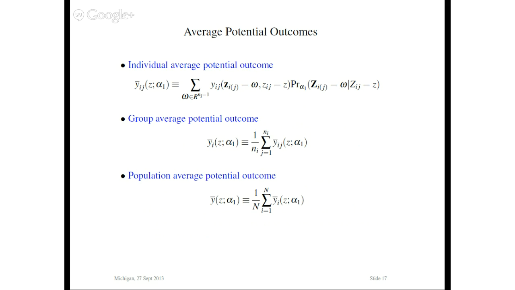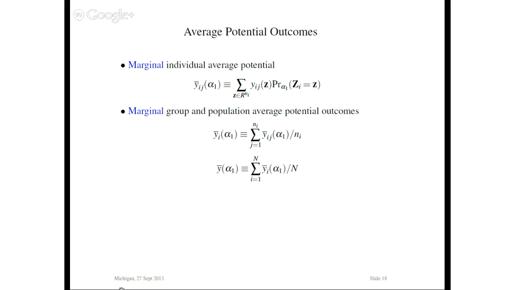So that's one way to move forward and deal with the fact that everybody has so many potential outcomes now. And then we could average these individual potential outcomes across all the individuals in a group and get a group average potential outcome, and average across groups to get a population average potential outcome. So this would be interpreted as the average outcome in the population when an individual is assigned treatment Z and their group is assigned allocation strategy alpha 1. So for example, if Y is an indicator of infection, this would be the average risk, say, of a student being infected if they've been vaccinated and they're in a school with 50% vaccine coverage.